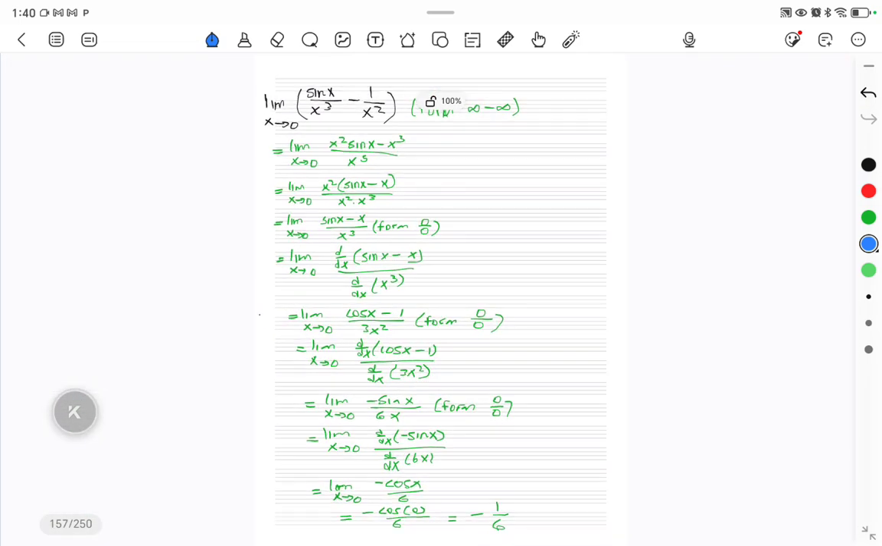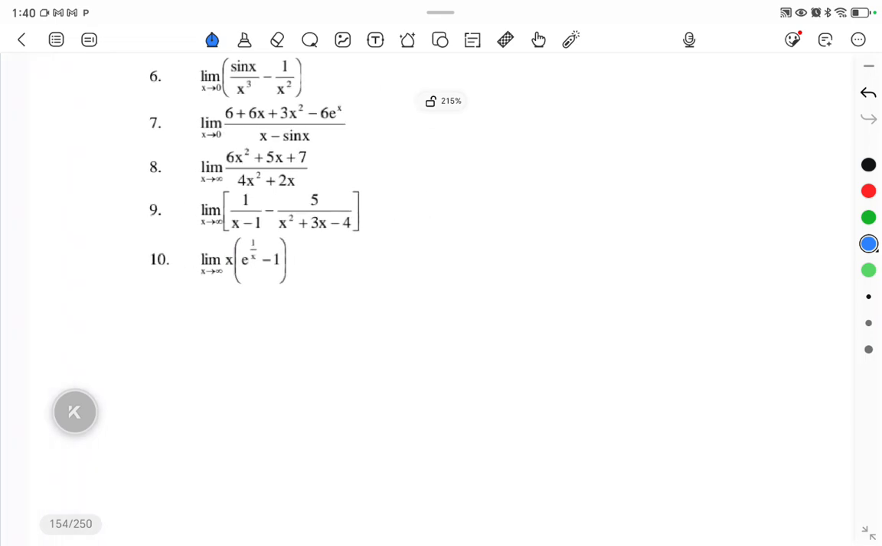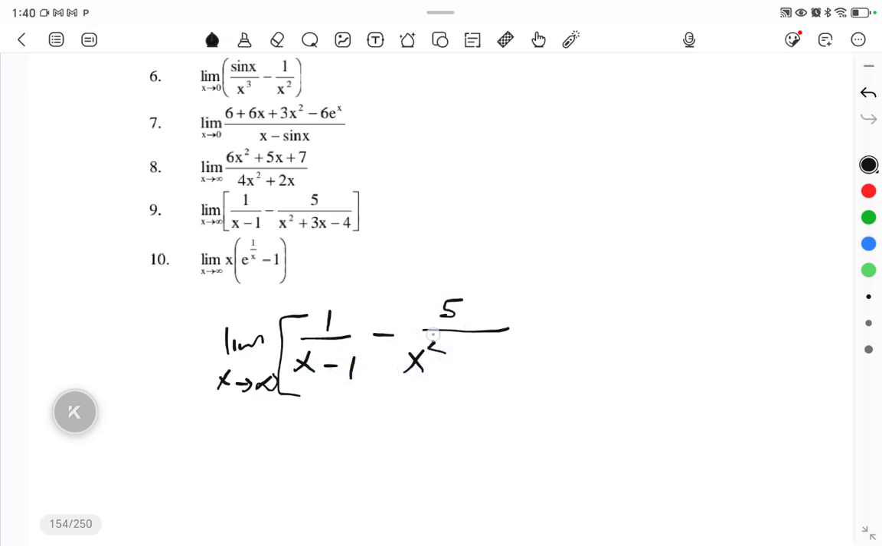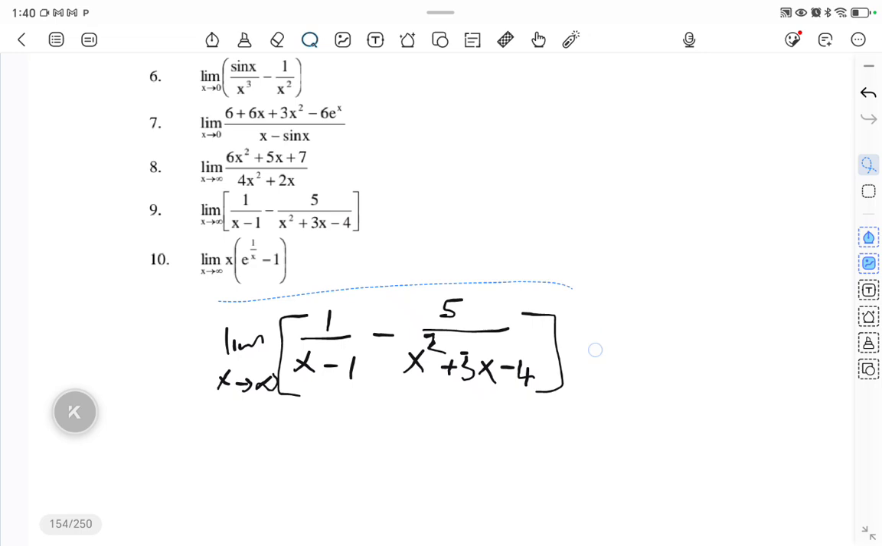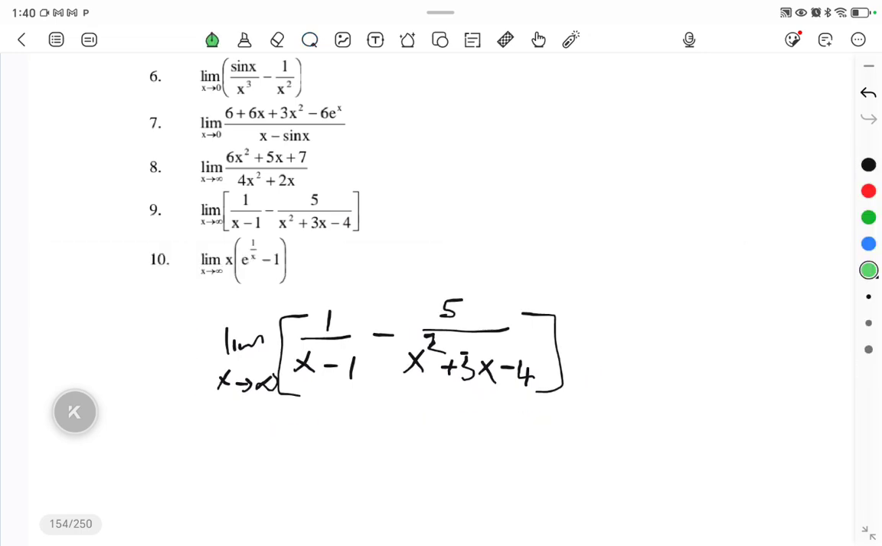Now we look at number 9. Number 9, we have the limit as x approaches infinity of 1 over x minus 1 minus 5 over x squared plus 3x minus 4. Actually, I was supposed to say try this. Can't write all of them. Let me say try this. Let's write 9.